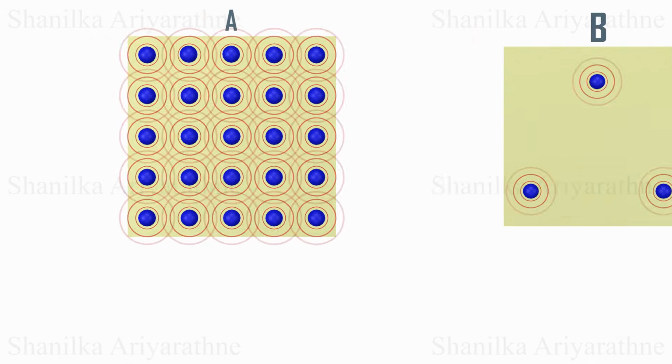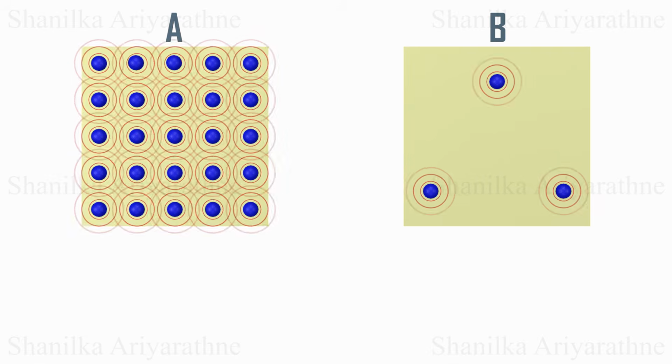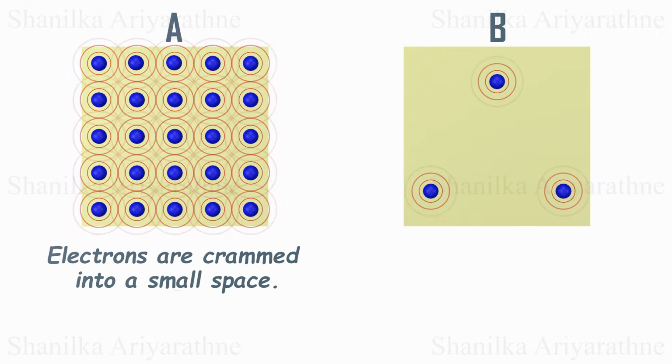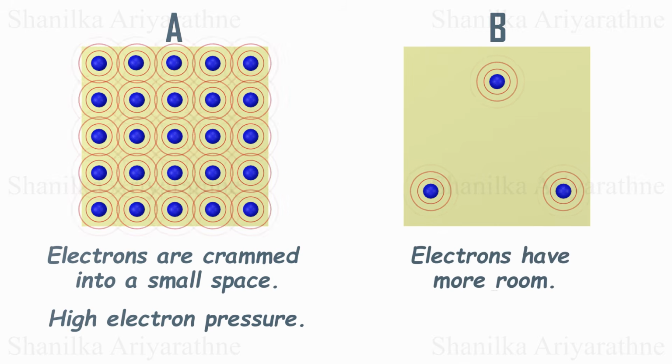Imagine we have two areas: Area A, which is packed with electrons, and Area B, which has only a few electrons. The electrons in Area A are very unhappy because they're crammed into a small space, creating a lot of electron pressure. In contrast, the electrons in Area B are less unhappy because they have more room and don't feel that same pressure.